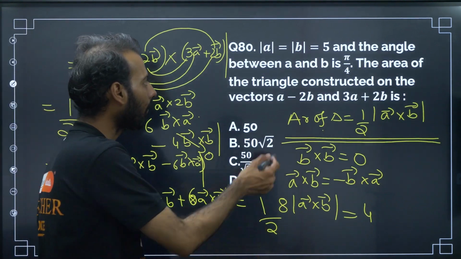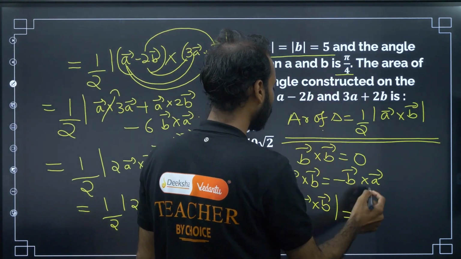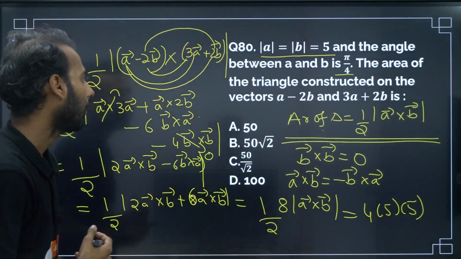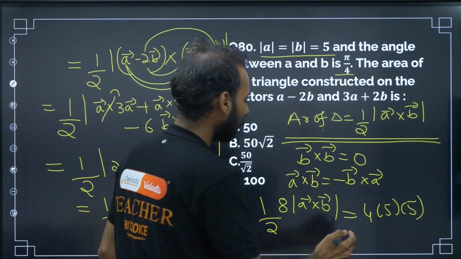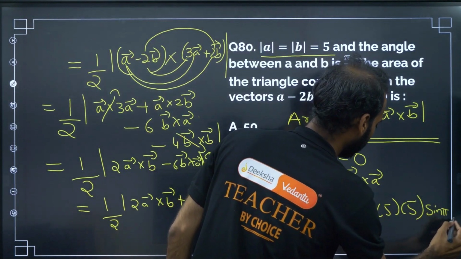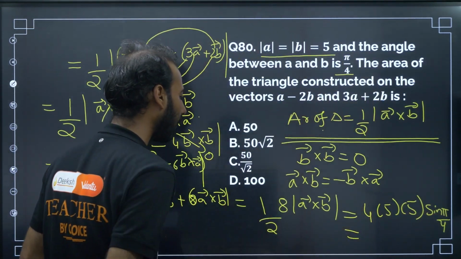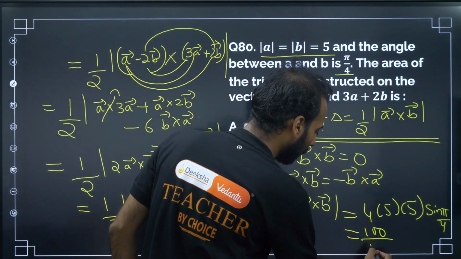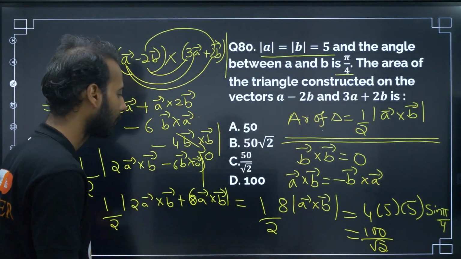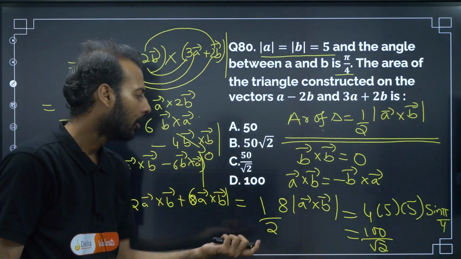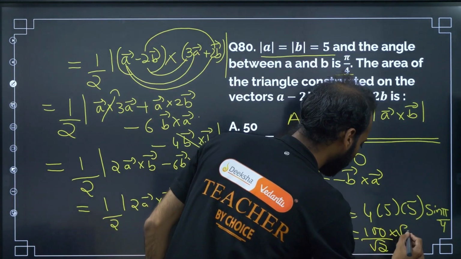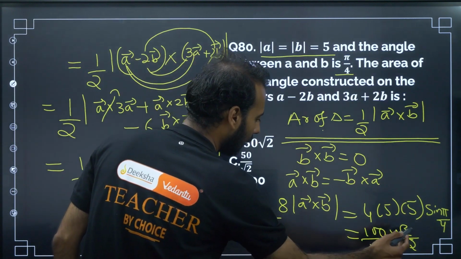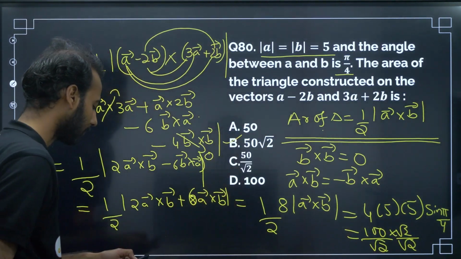a cross b: magnitude of a, magnitude of b, already it is given, angle is also given. So 4 times magnitude of a, magnitude of b, sine pi by 4. If you multiply 5 by 5 is 25, 25 by 4 is 100, 100 by root 2. 100 by root 2 is the answer. Since 100 by root 2 is not there in the options, you multiply and divide by root 2. Anyways, that does not affect. So this is 50 root 2. 50 root 2 is the answer.